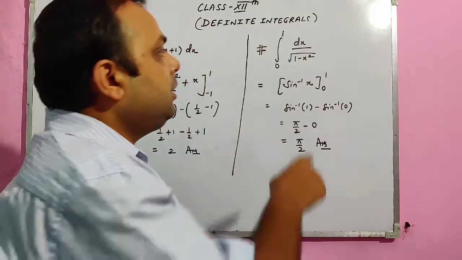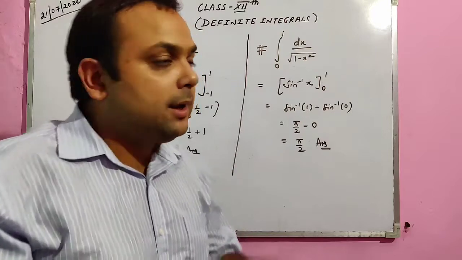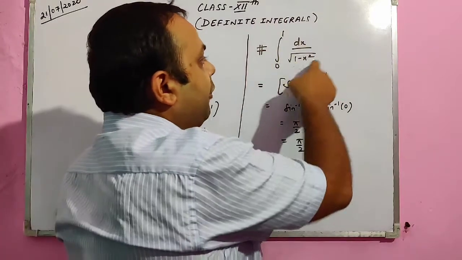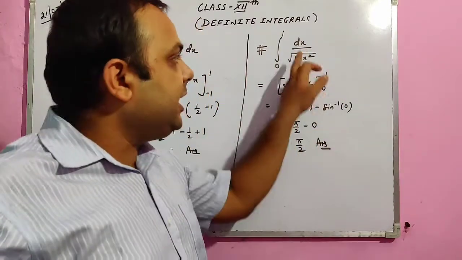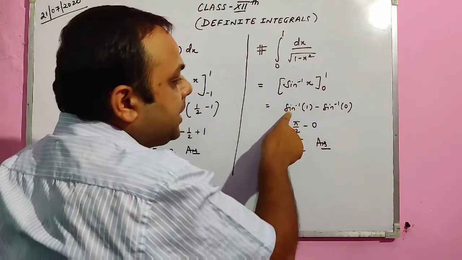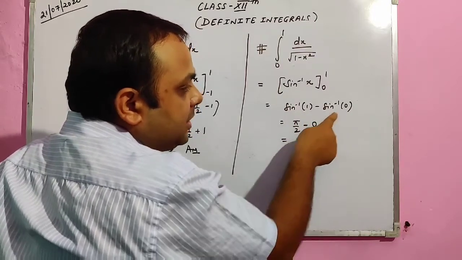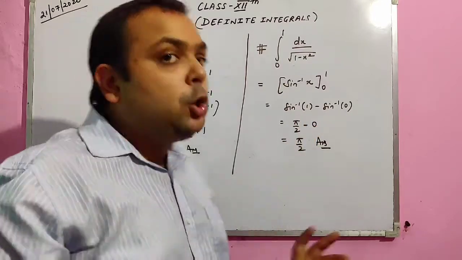We'll see one more question. Integration of 0 to 1 dx upon under root 1 minus x square. Now this is the integration of sine inverse x, so I have directly written sine inverse x. Now we have to put the values 1 and 0. So this is sine inverse 1 minus sine inverse 0. This is pi by 2 and this is 0. So the answer is pi by 2.